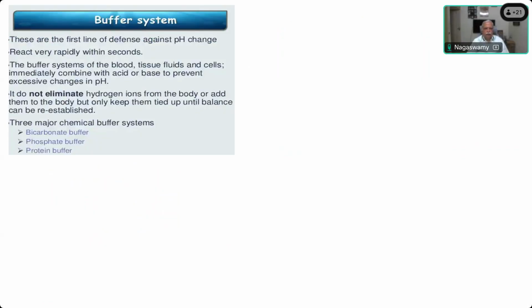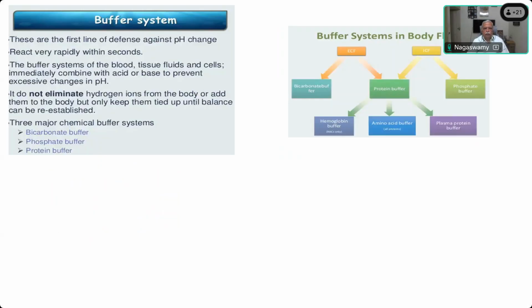The buffer systems are in blood, tissue fluids, and cells, which immediately combine with acid or base to prevent excessive changes in pH. But they do not eliminate the hydrogen ions. They only neutralize them, keeping them tied up until balance can be re-established. So what are the three major buffering systems? One is the bicarbonate buffer, two is the phosphate buffer, third is the protein buffer.